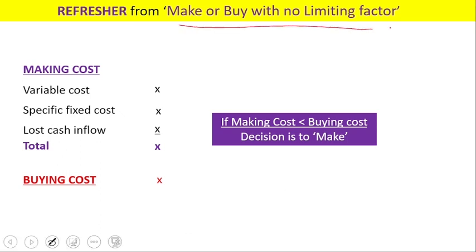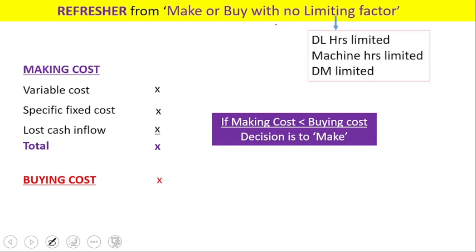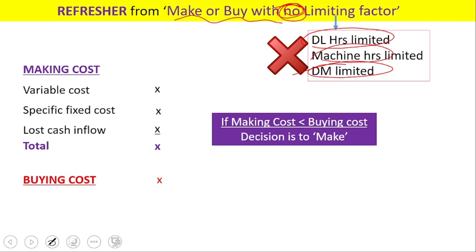Now, in case of a make or buy with no limiting factors. Now, what do you mean by limiting factor? Limiting factor means direct labor hours are limited, or machine hours are limited, or direct material in kg is limited. In case of a make or buy with no limiting factors, there is no scarcity relating to direct labor hours, machine hours, or direct material. So that's the case of make or buy with no limiting factors.